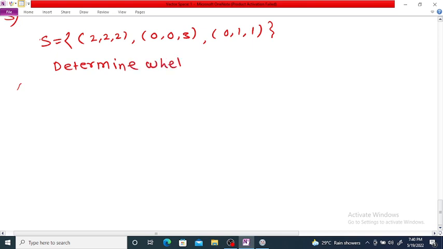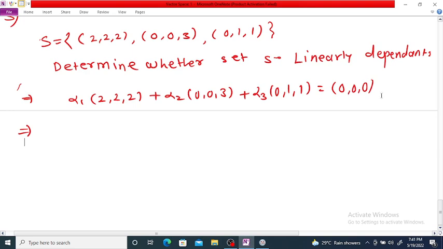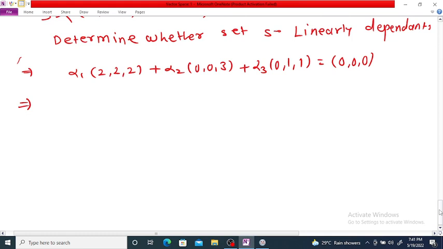We want to determine whether set S is linearly dependent. Again, consider alpha 1 times 2 2 2 plus alpha 2 times 0 0 3 plus alpha 3 times 0 1 1 equal to 0 bar in R cube. So what is 0 bar in R cube? It is 0 0 0. If we get all alpha 1, alpha 2, alpha 3 equal to 0, then we can say that the given set is linearly independent. If any one of them is not equal to 0, then we can say that it is linearly dependent.